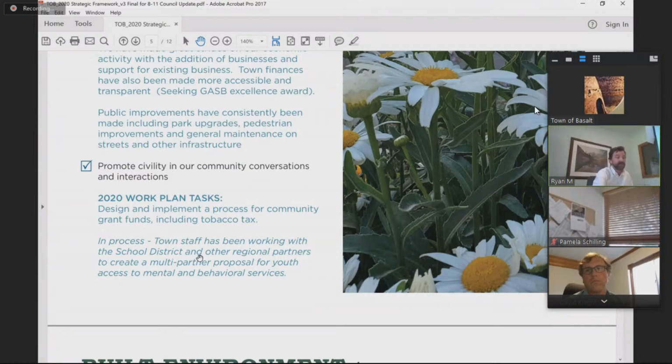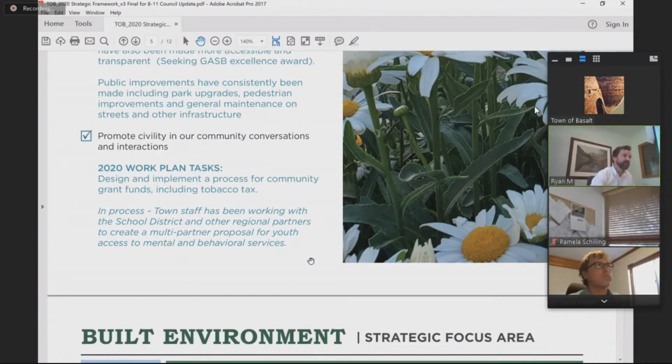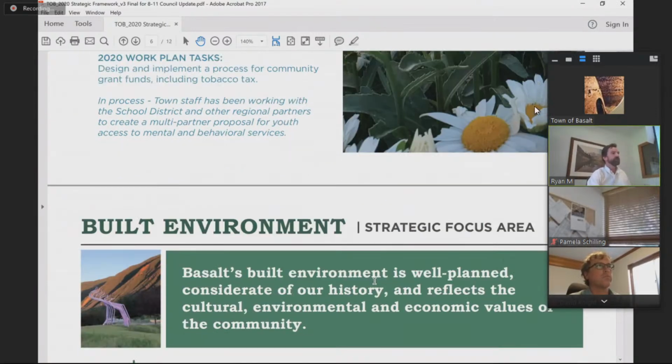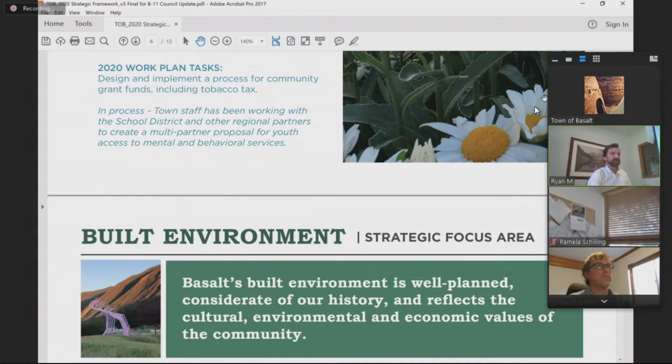We've got another meeting coming up and intend to bring something to council this year yet, but really trying to create a proposal for youth access to mental health and behavioral services. The aim there was to try to keep kids away from smoking, tobacco, drugs, all that kind of thing, and a lot of routes for use of those come back to mental health and behavioral health. So with that, maybe I'll pause and just take any questions on this section. Any questions right now?